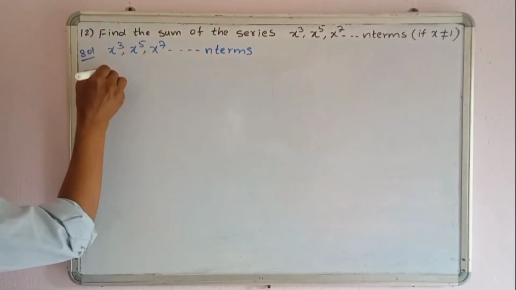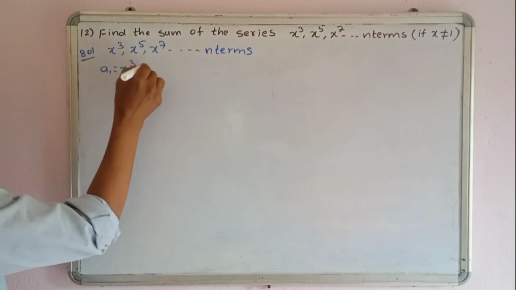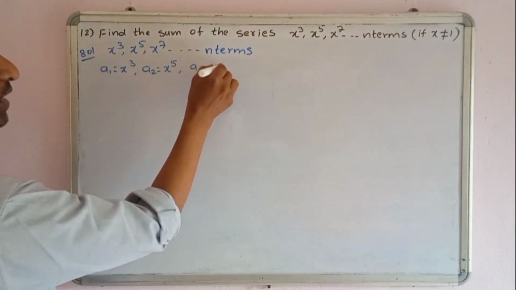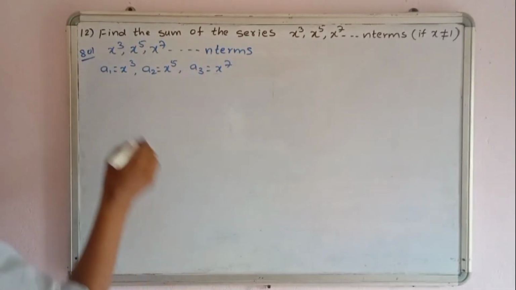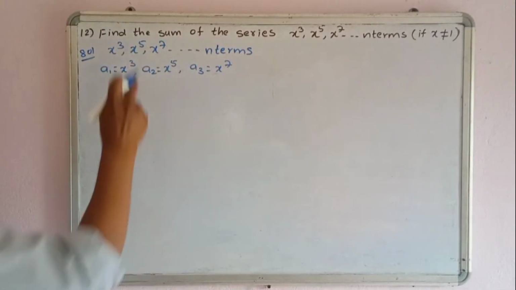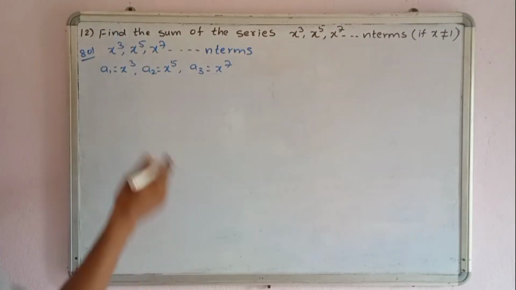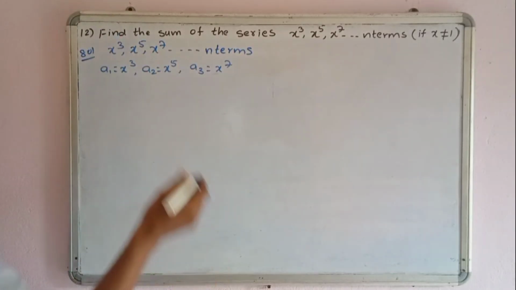So here a1 equals x cube, a2 equals x power 5, a3 equals x power 7, and so on. Okay. This is a geometric series because x power 5 by x cube is x square, x power 7 by x power 5 is x square. So the common ratio is x square, so it is a geometric series.